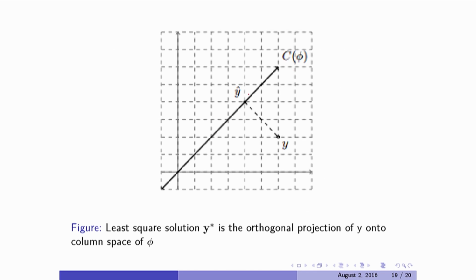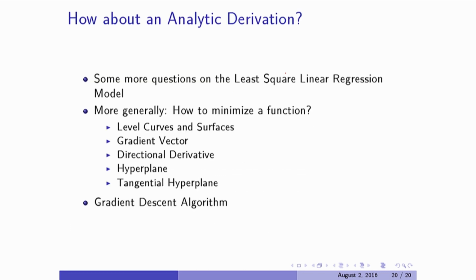So geometrically, we can summarize the solution W star as that which yields Y star lying in the column space C phi, such that Y star is basically the orthogonal projection of Y into the column space. So how about analytically deriving W star? How do we get this? How to minimize a function in general, or how to minimize our error function to get W star? Is closed form solution always possible?